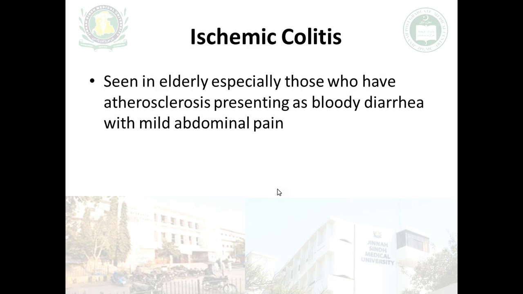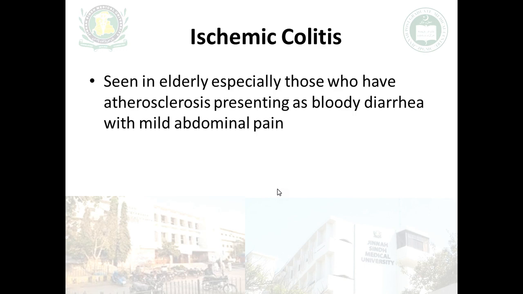Ischemic colitis. So what is ischemic colitis? Ischemic colitis is basically inflammation of the colon, which is usually present in the elderly group, patients more than 75 years old, those who have atherosclerosis, and they present with bloody diarrhea with mild abdominal pain.